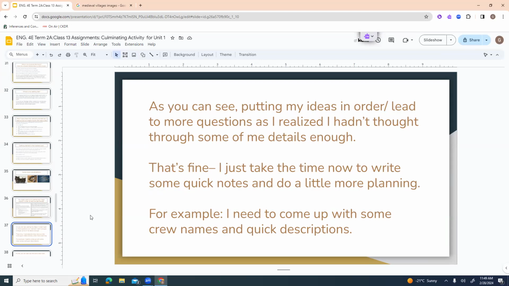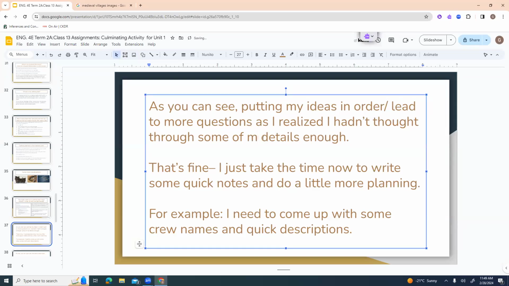Okay, so putting my ideas in order, as you can see, it led me to more questions because as I was doing it and I went to write and then felt, ooh, I feel a little panicky, I realized I hadn't thought through my details enough. And that's fine. All I did was take the time to write some quick notes and do a little more planning. So, for example, as I was going to write about her crew, I realized I hadn't spent any time thinking about her crew. I didn't give them names or ages. I don't know what they look like. I haven't figured out what skills they have. I need to spend a little bit more time writing about those other characters in order to be able to write the story.